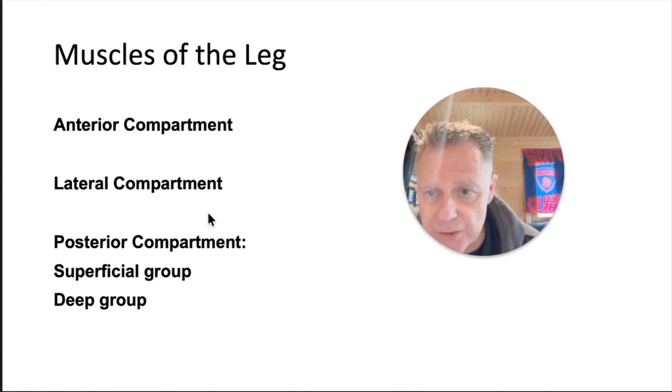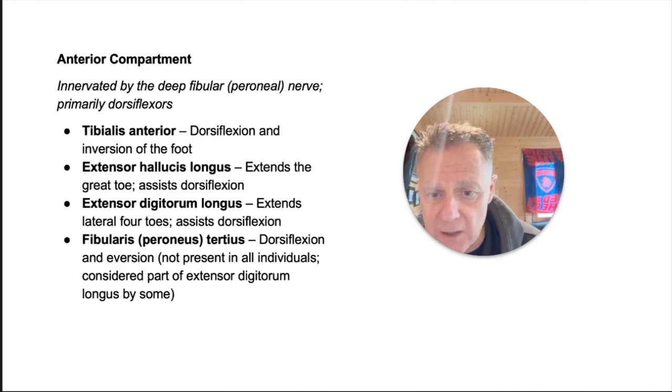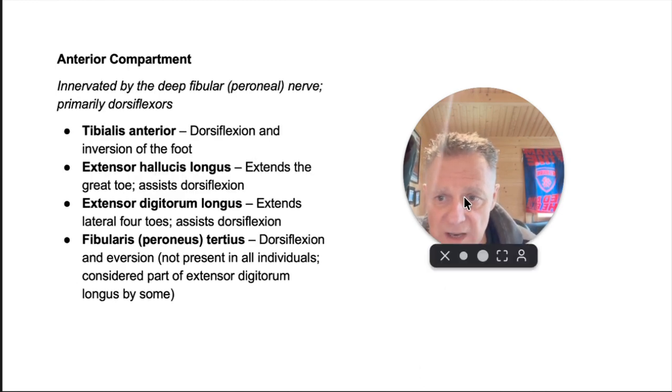As I mentioned, there's three compartments: an anterior compartment, a lateral compartment, and a posterior compartment, which is made up of two groups, a superficial group and a deep group. So we talk about three compartments, but that posterior compartment is made up both of a superficial and a deep.